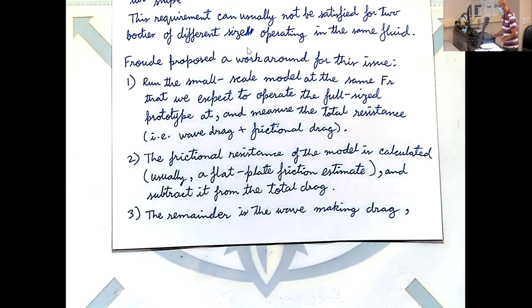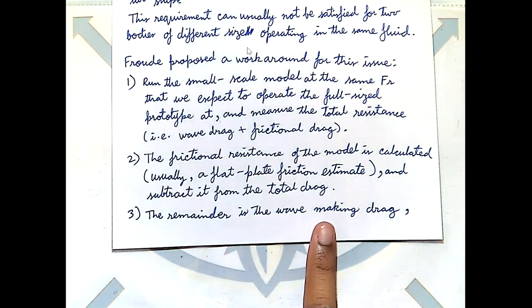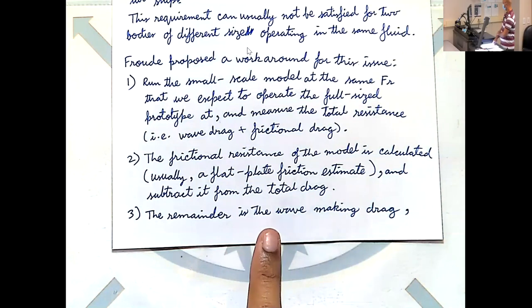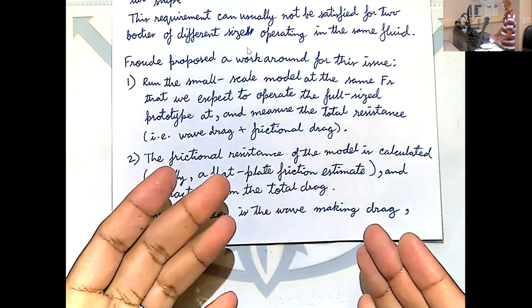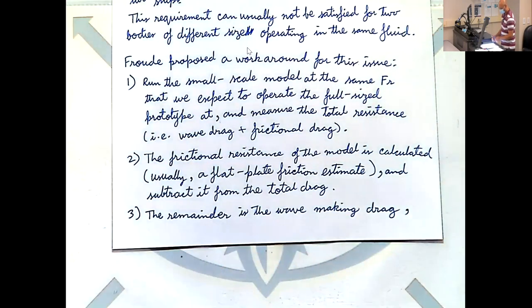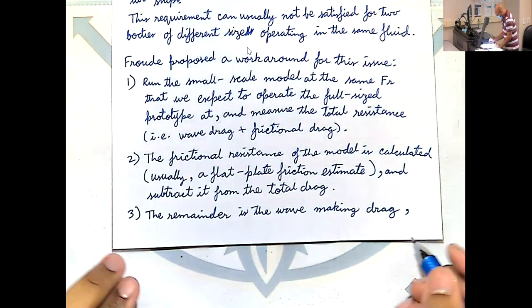What do we do with this? Why do we care? Why are we here? Why did we want to get wave drag in the first place? This is wave drag for which one? Is it for the prototype or the model? It's the model, so you could scale it up to get the prototype value. Exactly. Yeah, so we're running our model in the towing tank. We figure out wave drag for the model. Once we know this, we can scale it up to the full prototype using the ratios that we did on the previous page.